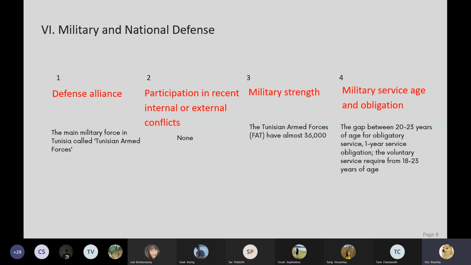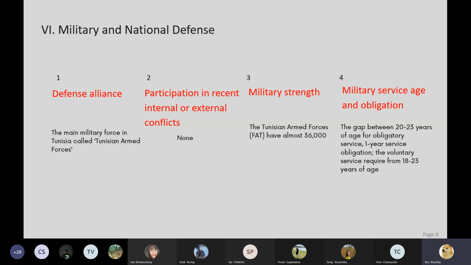The main military force in Tunisia is called the Tunisian Armed Forces, and its participation in internal and external conflict is currently none. The military strength in Tunisia is around 36,000 combat personnel. For military service and obligation, those between 20 and 23 years of age are obligated to serve 1 year of service, and the volunteer service requirement age is around 18 to 23.